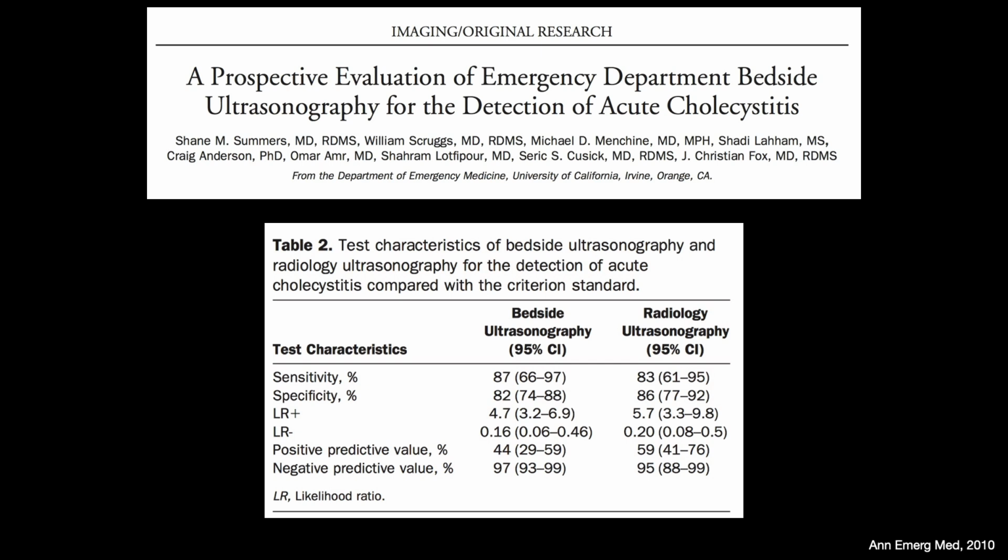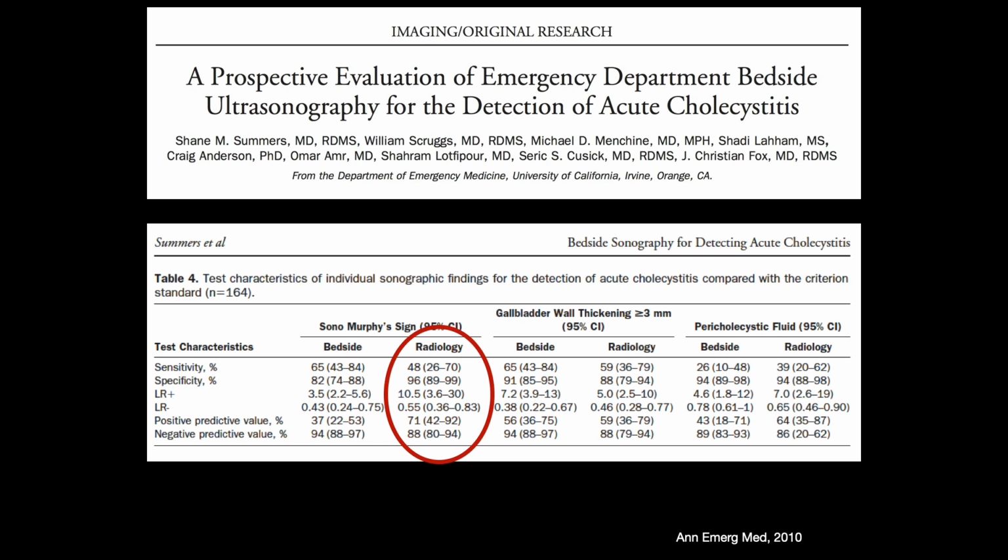And what I found particularly interesting in this study is he had a really nice table where he broke out the specific test characteristics and showed how each test characteristic matched up with the ultimate outcome, right? What's the sensitivity and specificity for the sonographic Murphy sign, the gallbladder wall thickening, the pericholecystic fluid? And interestingly enough, the one that performed the best from a specificity standpoint, meaning I see this finding, the patient has the disease, is the sonographic Murphy sign.